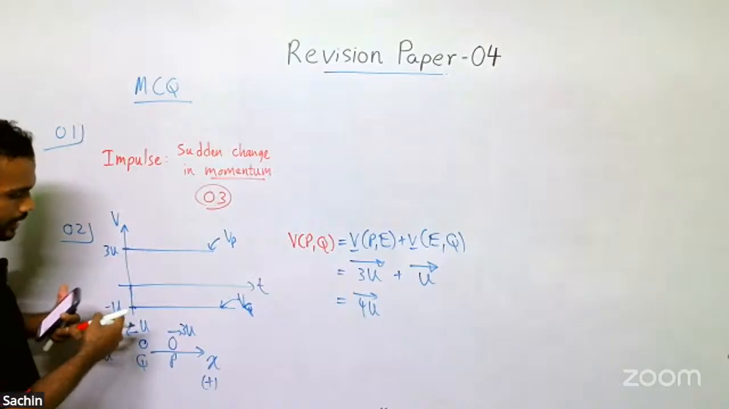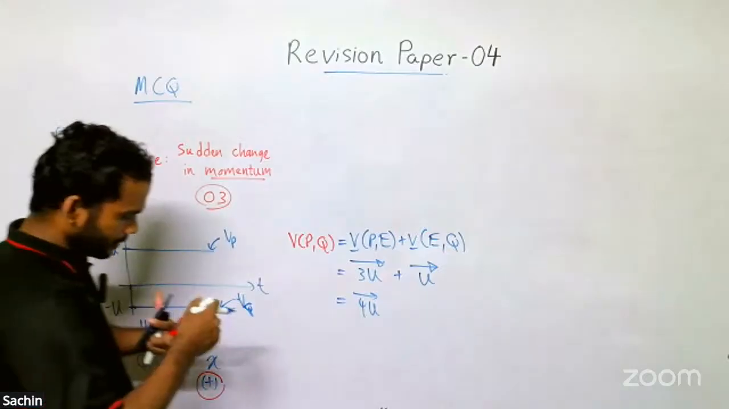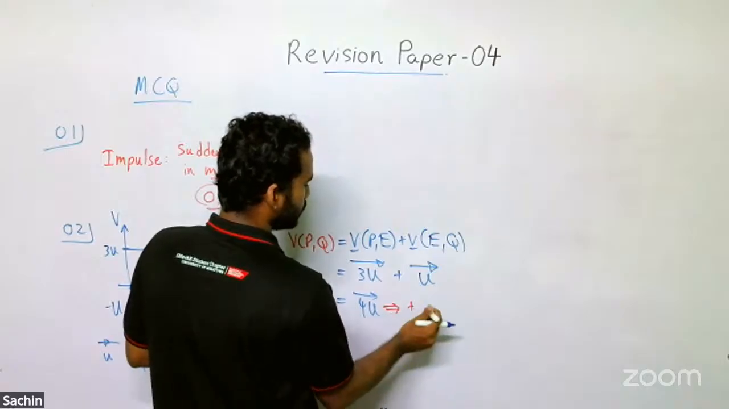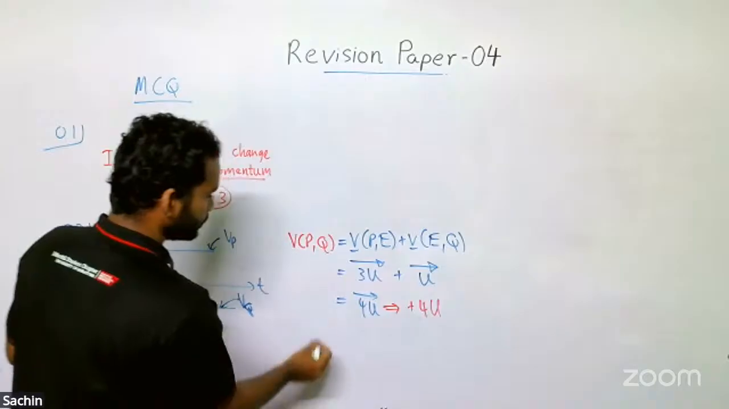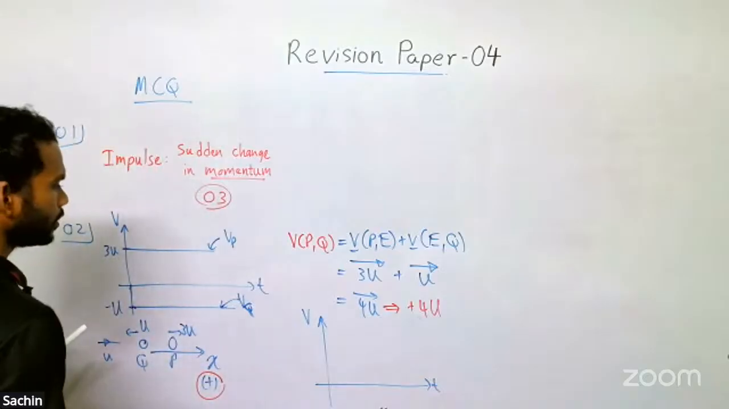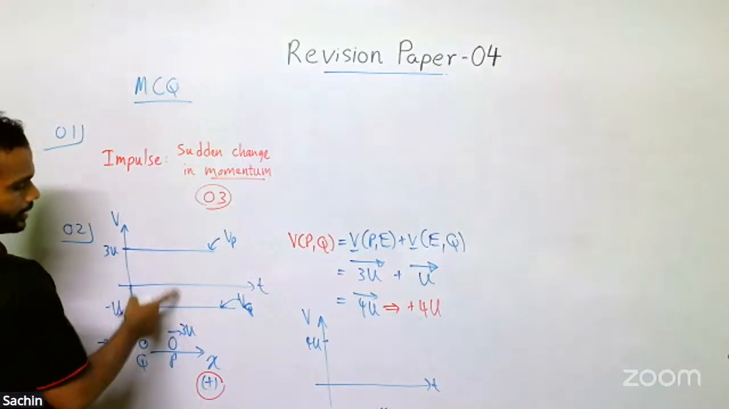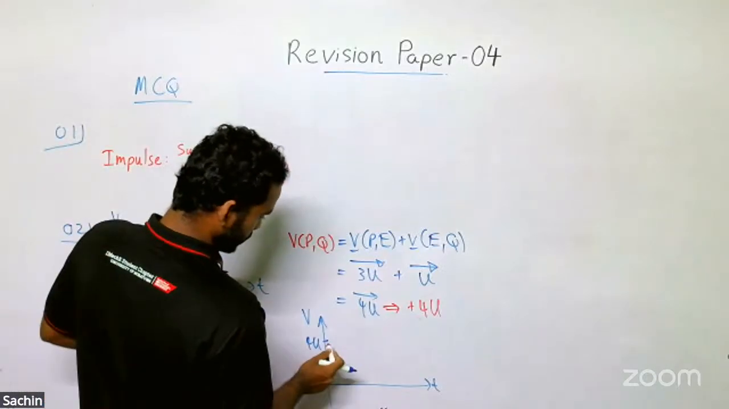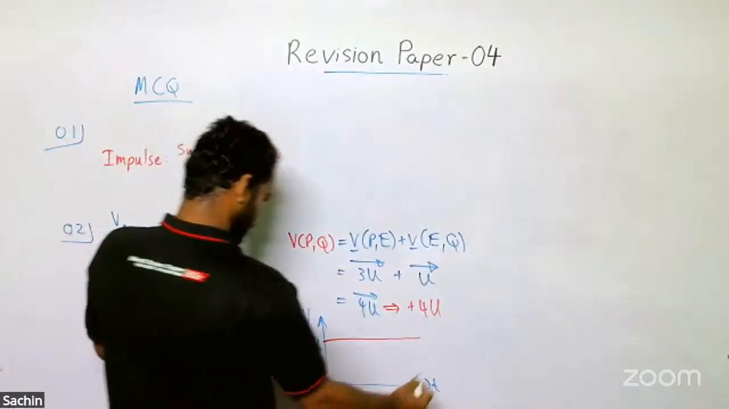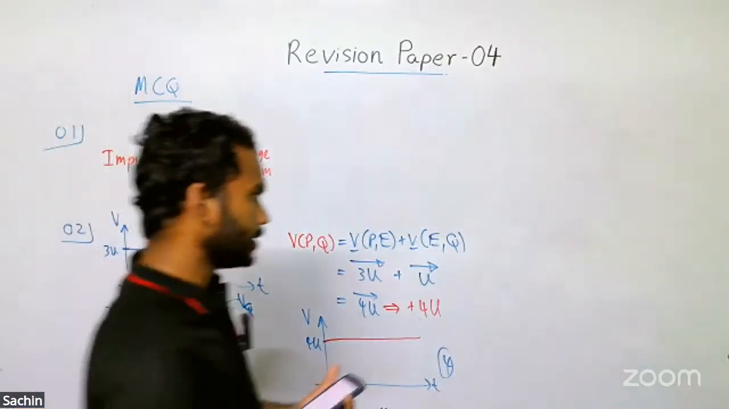Initially we considered the direction to the right as positive. That means this value also should be a positive value, positive 4u. You see these two velocities are constant, that means they never change with time. So the relative velocity also does not change with time, and the value is positive 4u. So the answer is the fourth.